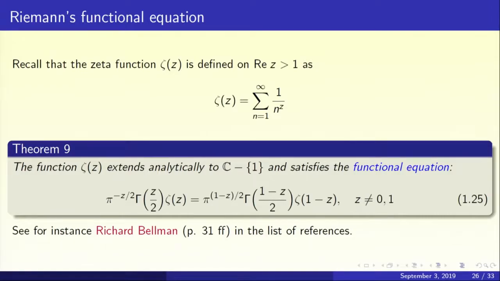So, how do I extend the zeta function beyond the real part of z bigger than 1? When real part of z is equal to 1 and when z has an imaginary part, the convergence is extremely delicate. So, one can continue the zeta function analytically on the whole plane minus 1, and it satisfies this equation 1.25. This is called the functional equation for the zeta function.